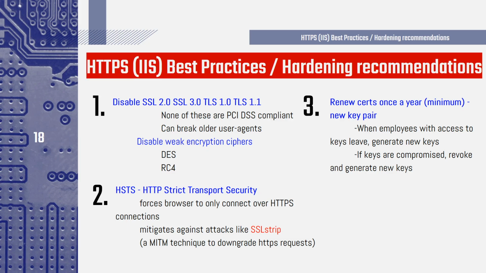HSTS, HTTP Strict Transport Security, is another best practice, and it forces browsers to connect over HTTPS. It mitigates against attacks like SSL strip. SSL strip is a man-in-the-middle technique where it downgrades the HTTPS request coming in, and it provides the HTTP version.